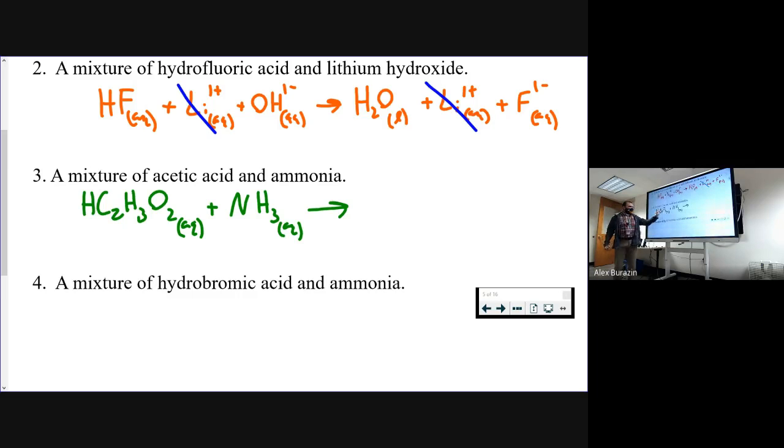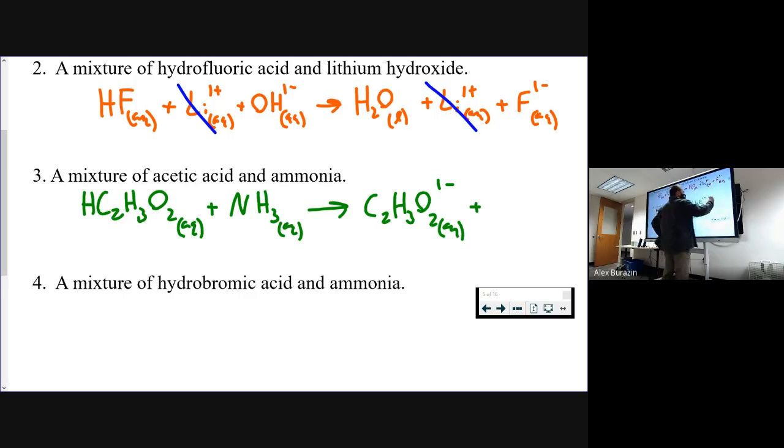This is a polyatomic ion. Our polyatomic ion is going to stay together. I'm going to take this hydrogen, toss it over on the other reactant. This is the donor, this is the acceptor, this is the acid, this is the base. And as a result, I get C2H3O2 with a 1 minus charge, aqueous, and I get NH4 with a 1 plus charge, aqueous.